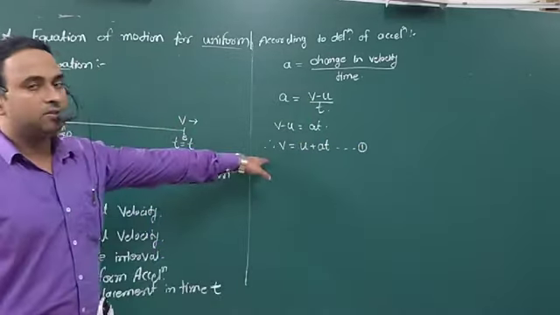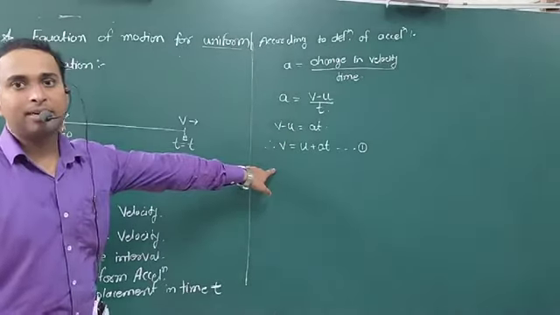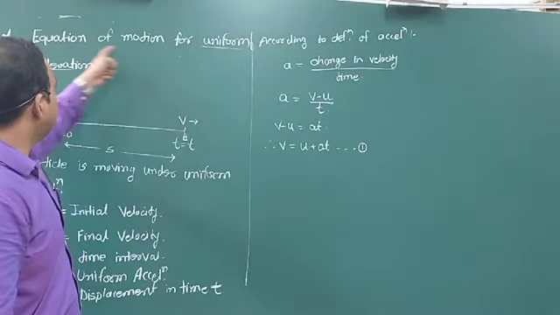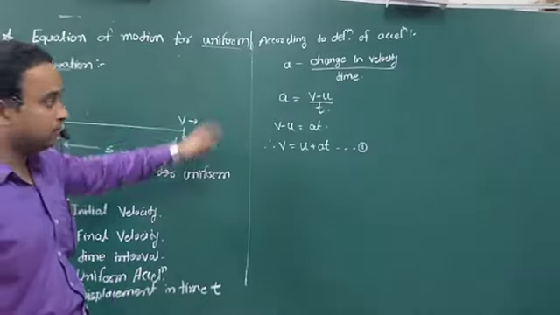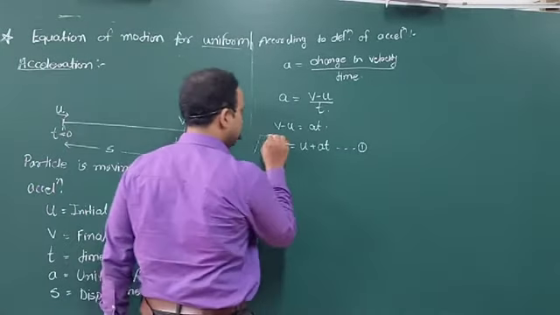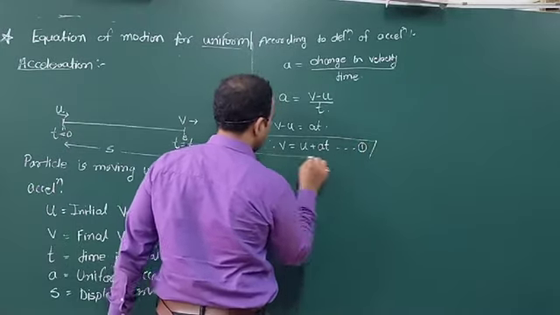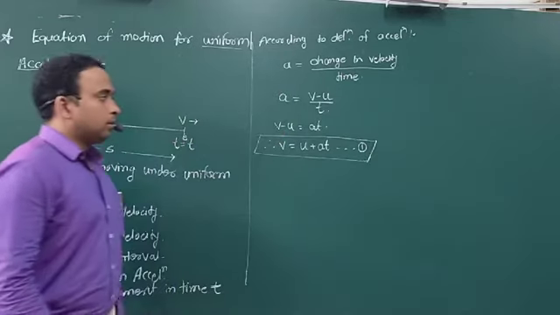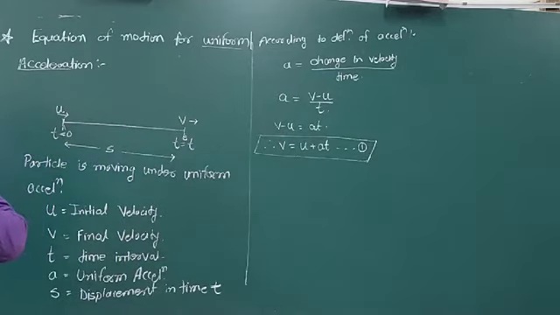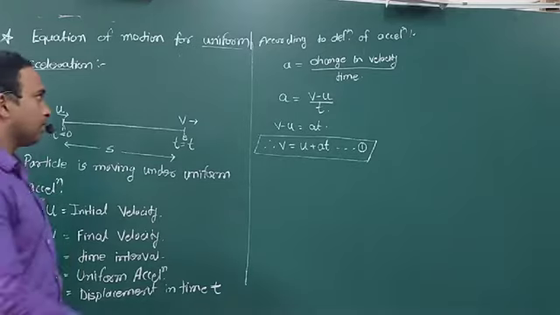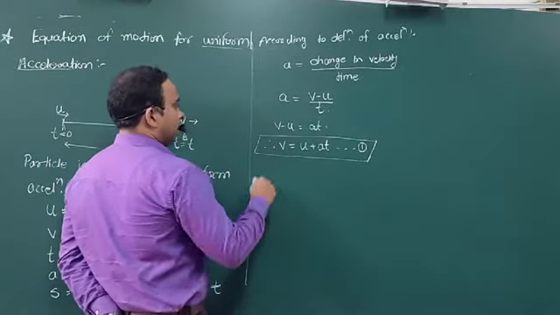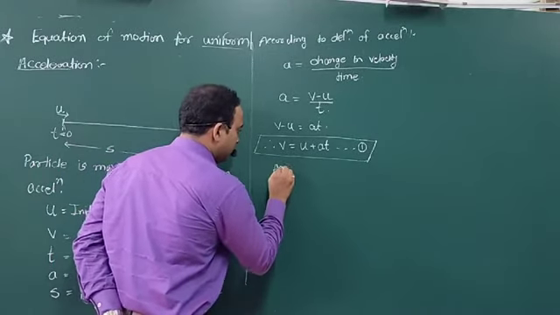So this is the first kinematic equation, or the equation of motion. By using this equation, we will solve the numericals. Now see here. Next, after this we will find the average velocity.